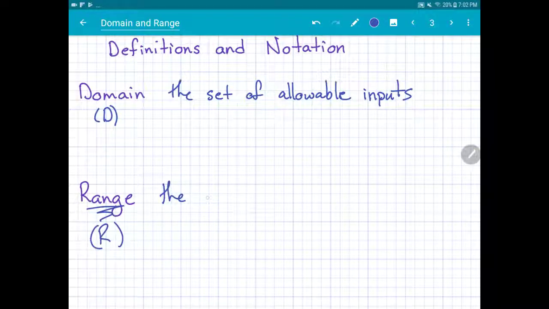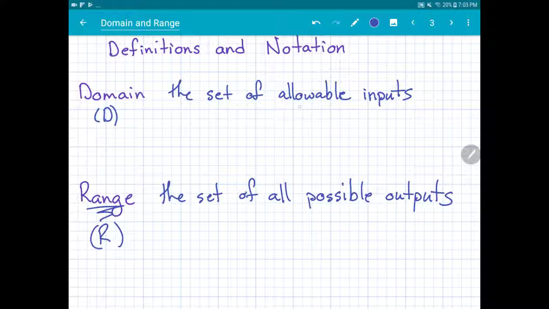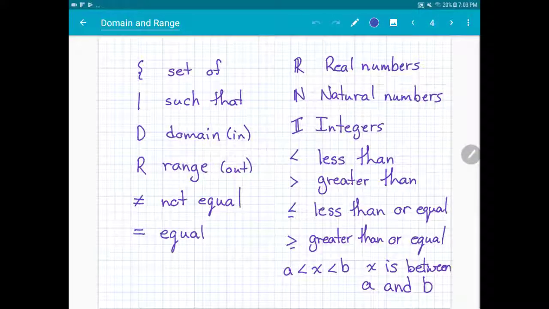So it's the set of all possible outputs, given that we know there's only some allowable inputs, right? So before we come back to that other one, let's look at some other examples, okay?